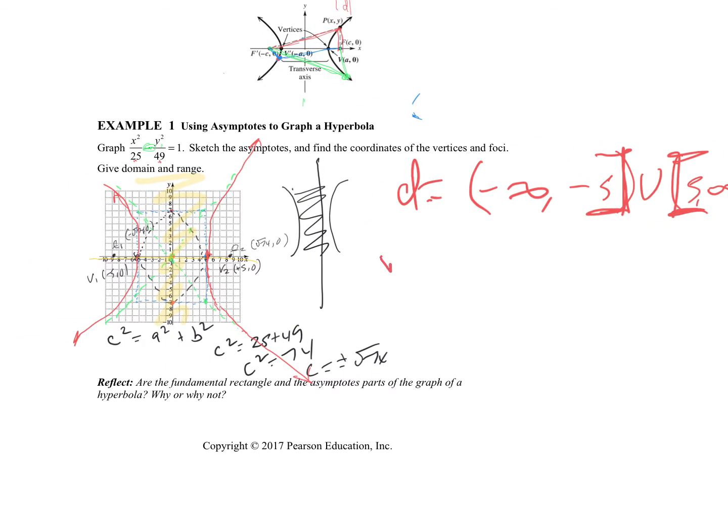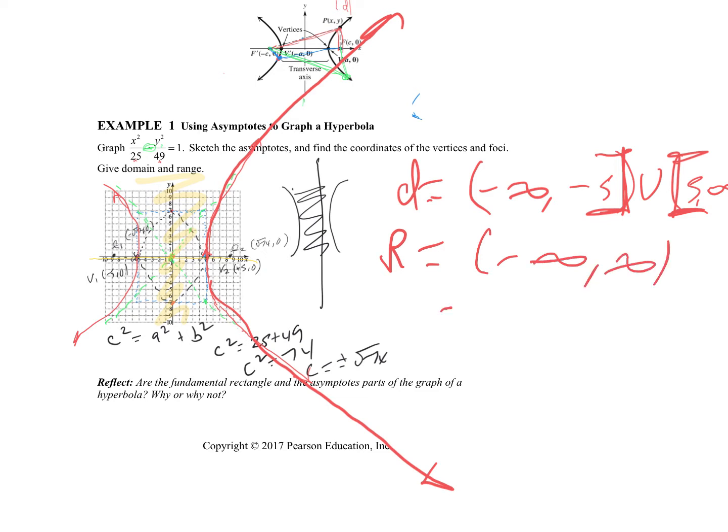Because in the range, well, it doesn't matter which side. It goes up and up and up forever and ever. It goes down and down forever and ever. So we can say negative infinity to infinity. Or you can say all real numbers.